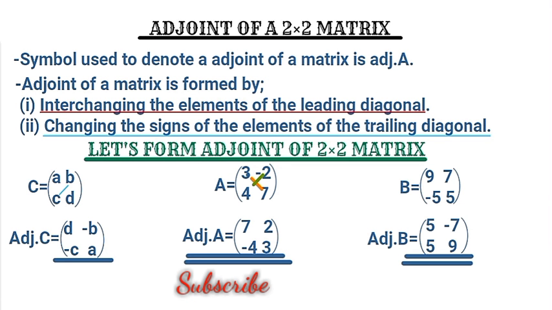So basically, this is how you find the adjoint of a given matrix. The importance of the adjoint of a given matrix is that it's going to help us when we are dealing with the inverse of any given matrix.